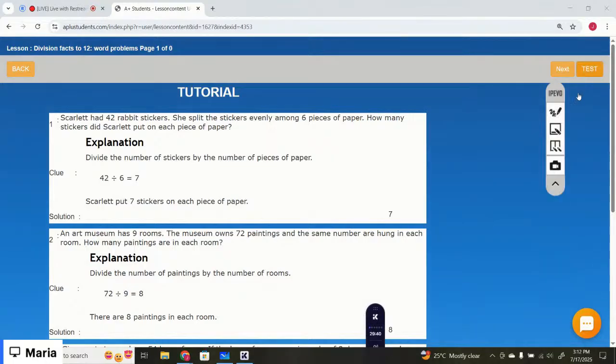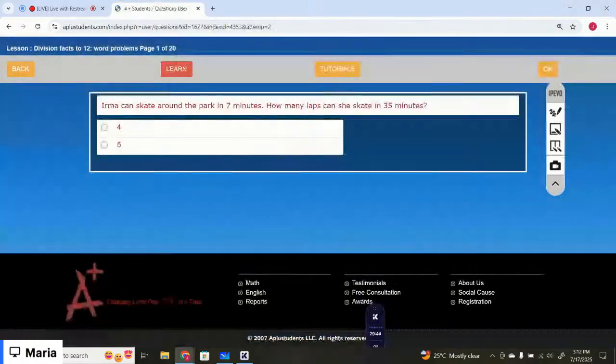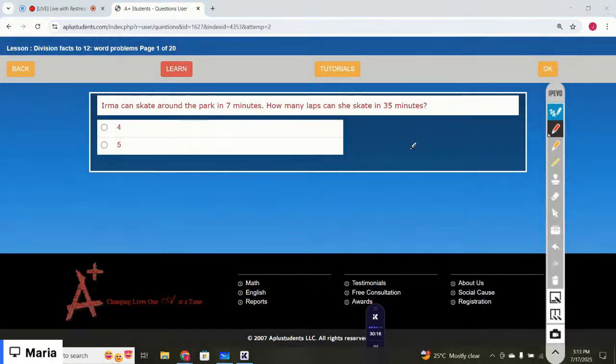Let's just start with the test questions. Irma can skate around the park in 7 minutes. How many laps can she skate in 35 minutes? So you need to calculate how many laps she did in 35 minutes. So you need to divide it by 7. So 7 times what number is 35?